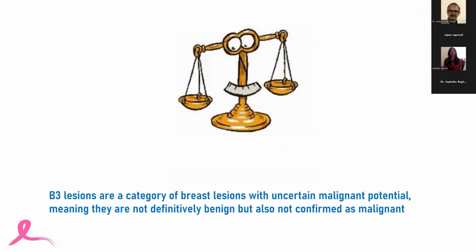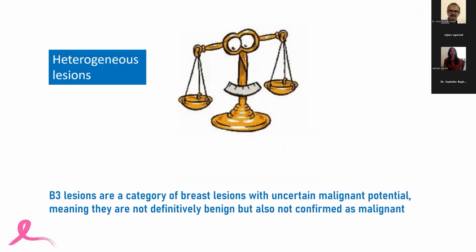B3 lesions are a category, basically this is a very British word. It is a category of breast lesions that have uncertain malignant potential. It's not a gray area. It's a very well-defined area. It is not something that people are used to recourse to. These are definitely not benign, but they're confirmed, but you can't call them malignant.